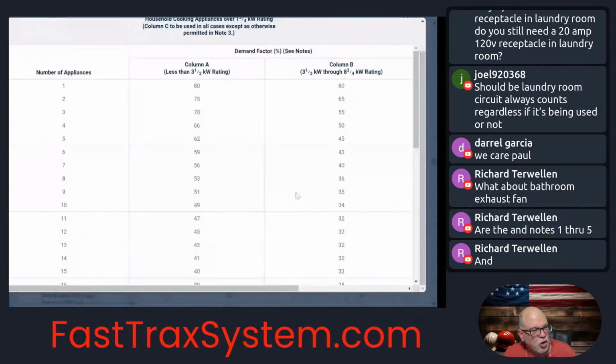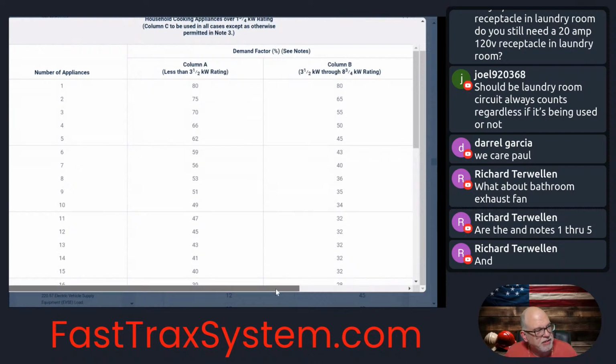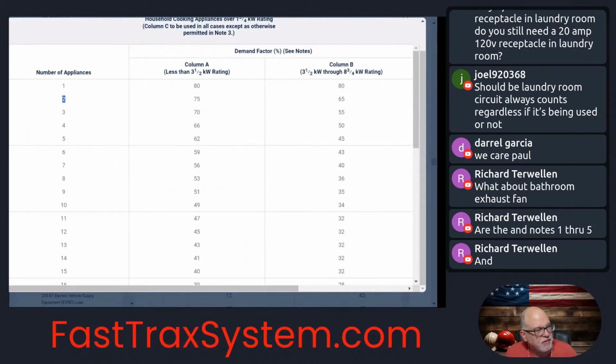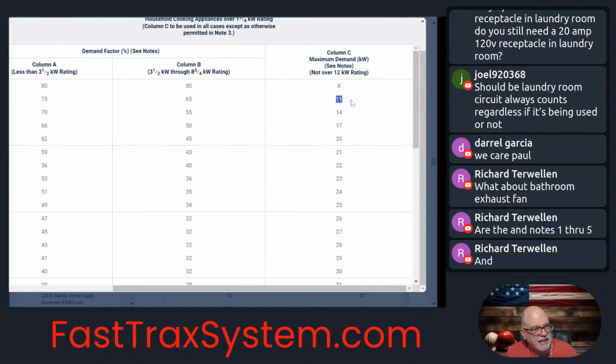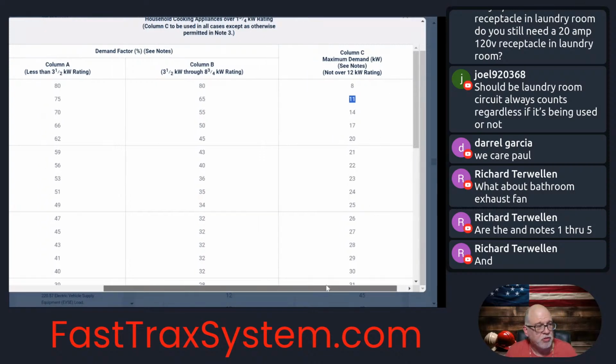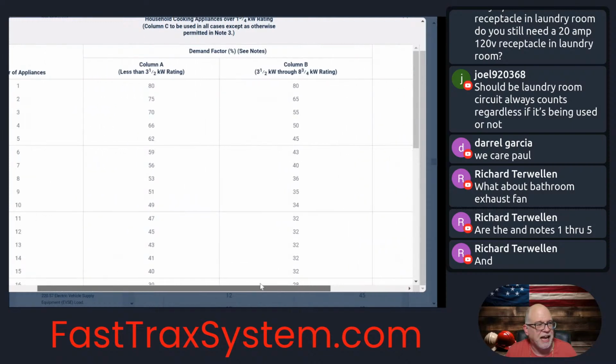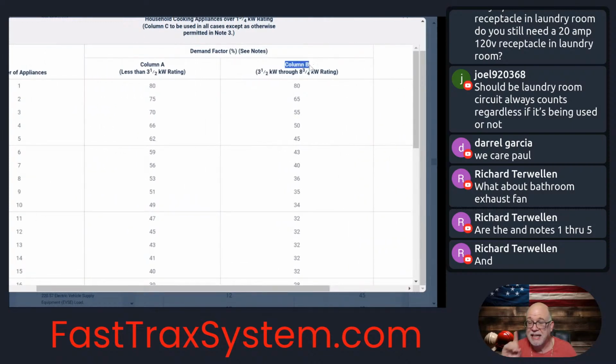All right, so now we already know what it would be for column C, right? Pretty straightforward. Since we have two appliances right here, which is the cooktop and the oven, then we just go to 2 and we come over here to the right, and that would be 11 kW. So if you wanted to use 11,000 VA, I guess you could do that in the real world if that's what you want to do, but on an exam that would not be the right answer, because the right answer would be whatever yields you the best result. So in our case, we're going to be looking at column B and seeing what it yields.